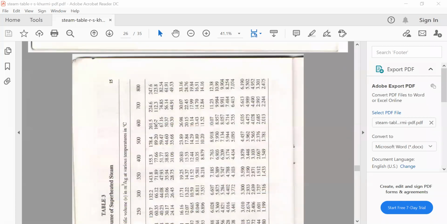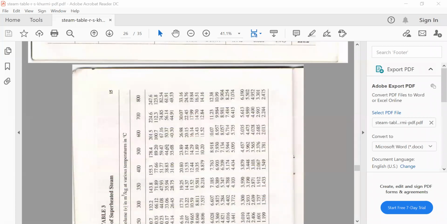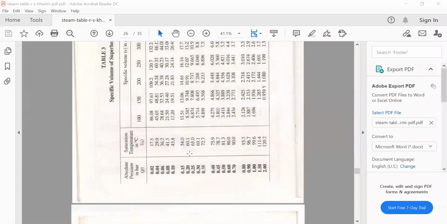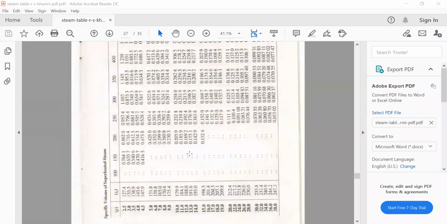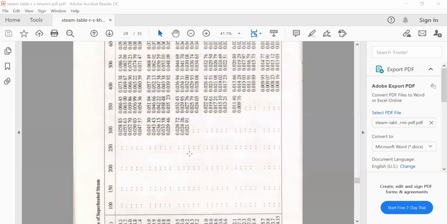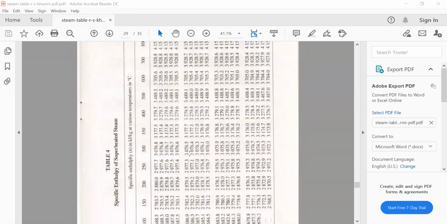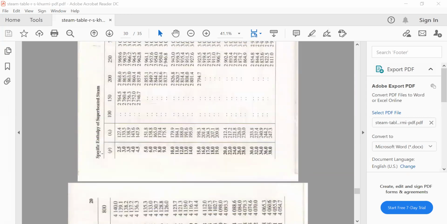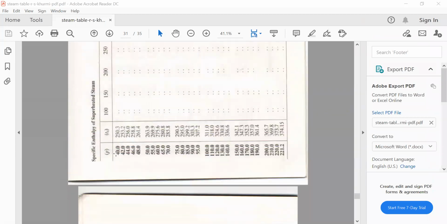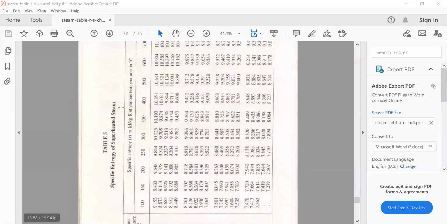For every temperature, you will get the properties of the given stream. You will get the properties of the superheated stream. This is for specific volume. Similarly, you will get enthalpy also. This is for enthalpy of superheated stream, and entropy also you will get. Similarly, entropy of superheated stream.